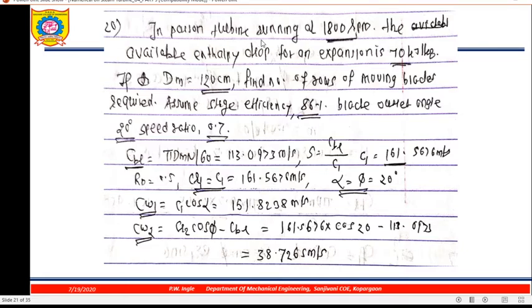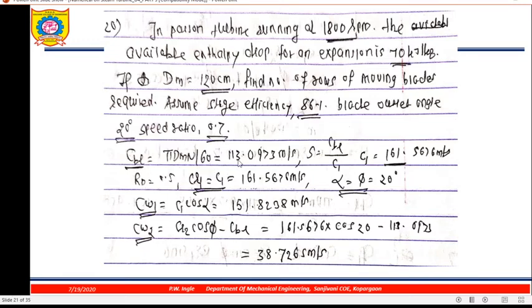Now next problem. In a Parsons turbine running at 1800 rpm, the available enthalpy drop for an expansion is 70 kJ per kg and mean diameter is 120 cm. Find the number of rows of moving blades required. Assume stage efficiency 86%, blade outlet angle 20 degree and speed ratio 0.7.